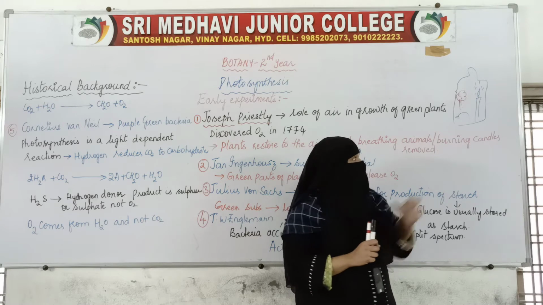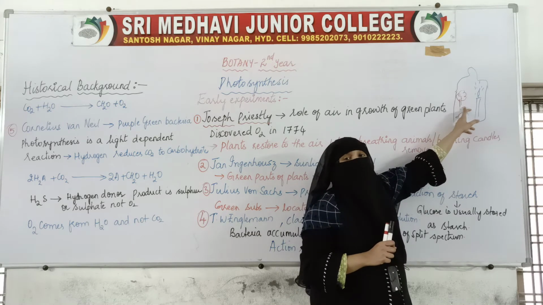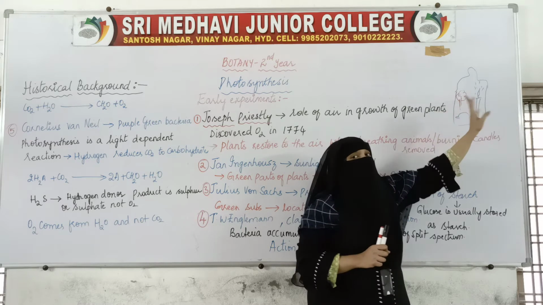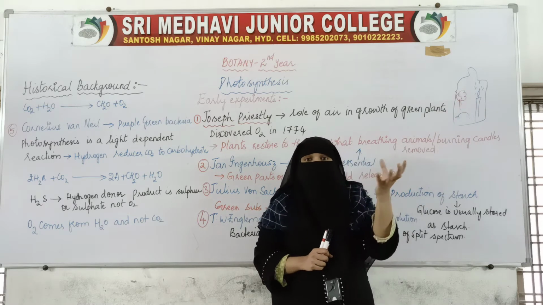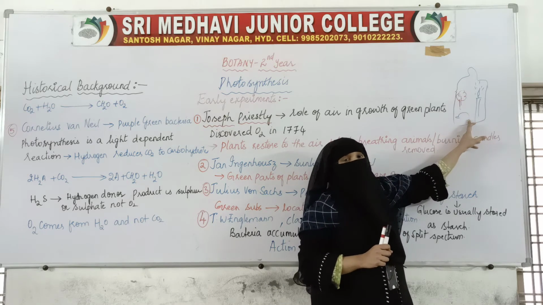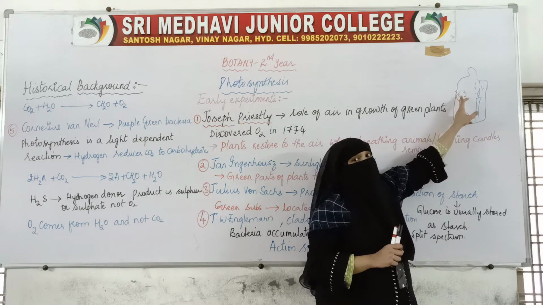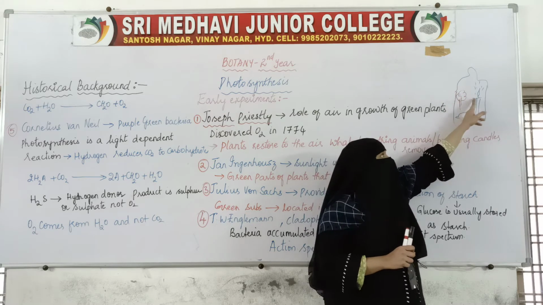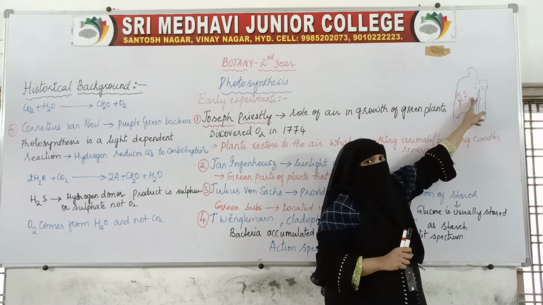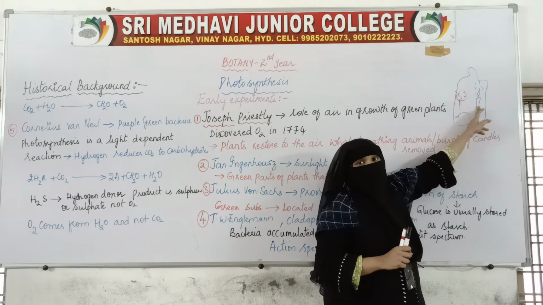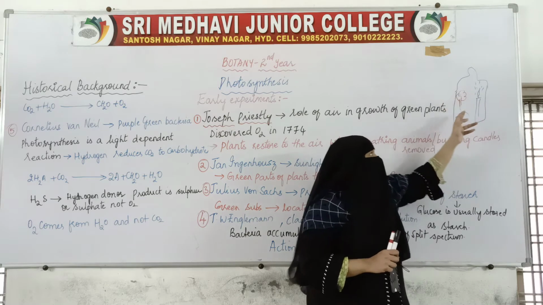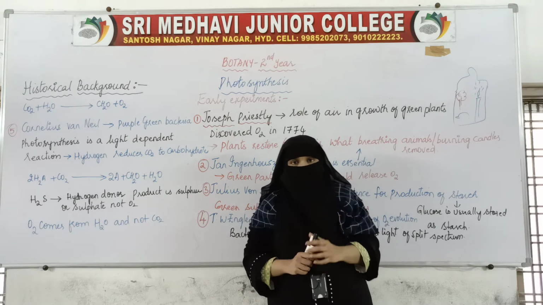Then what did he do? He kept this plant. When the plant performed the process of photosynthesis, it released oxygen into the air. The candle and mouse had taken the oxygen from the air, and now this plant is giving that oxygen back to the air. Because of this continuous supply of oxygen, the candle is kept burning and the mouse is also surviving.